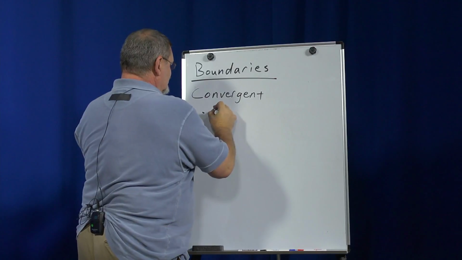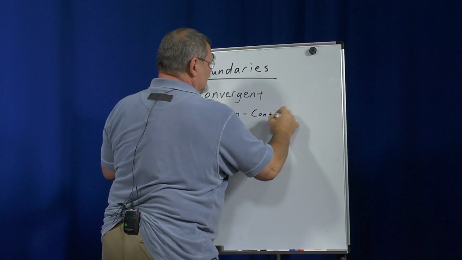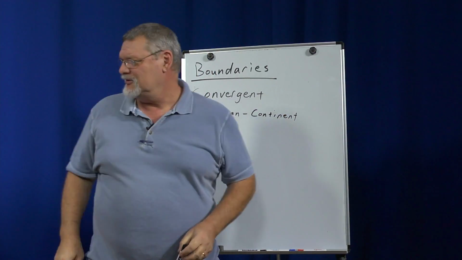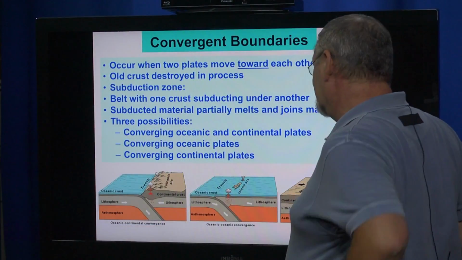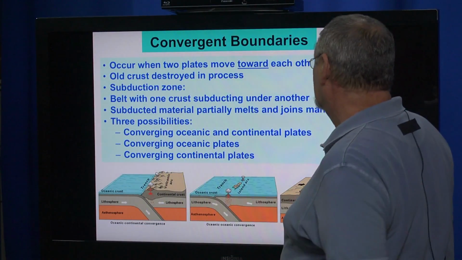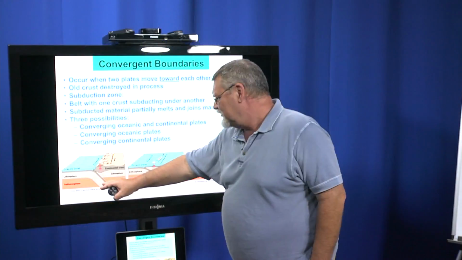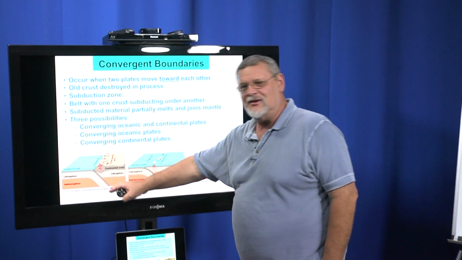And you have, let's talk about the ocean to continent. That's the one that we seem to be most concerned with because we're on the continent and things are happening at each end here. The old crust is destroyed in the process. What happens is one of the lithospheric plates is going to dive underneath the other one.